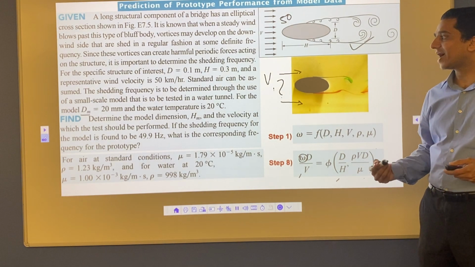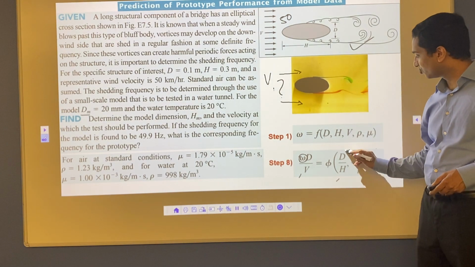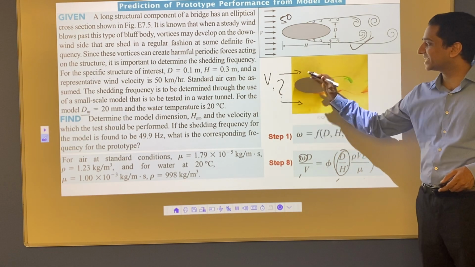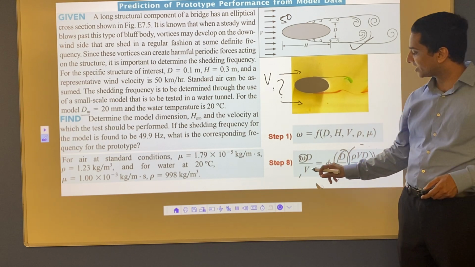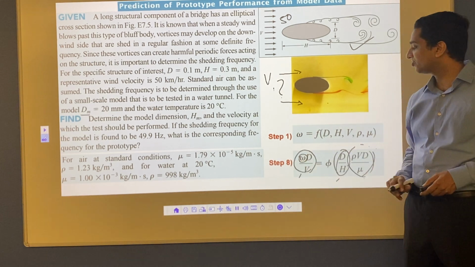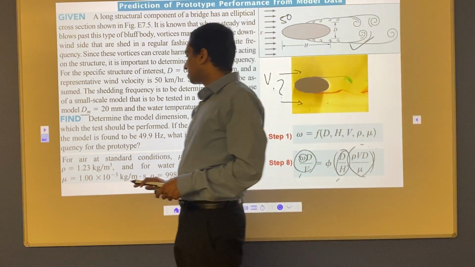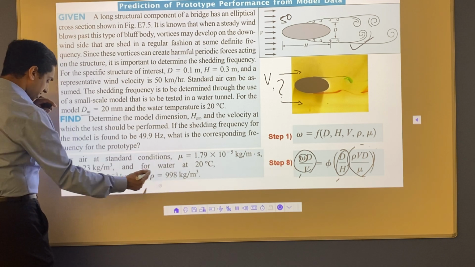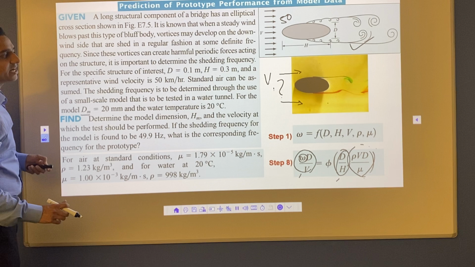The way you have to do this problem is that first you have to find out dimensions by using this one. Once you have dimensions, you have to find out velocity, testing velocity, by using this one. And then finally you have to find out frequency by using this relationship. And that's the idea in here. The air at standard conditions is given, viscosity and velocity is given already here. You can use this number and find out the relationship.